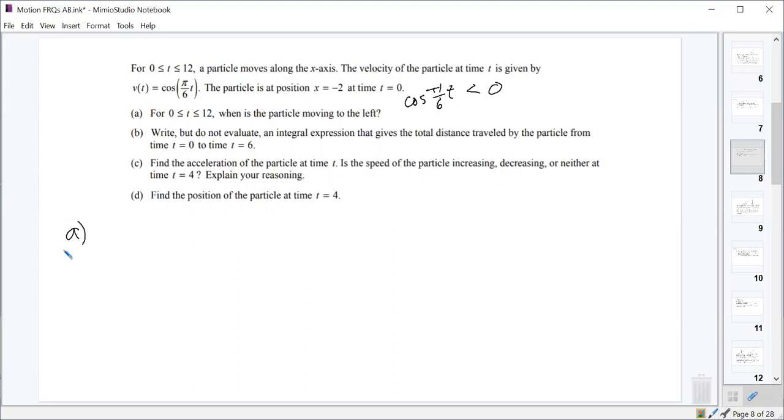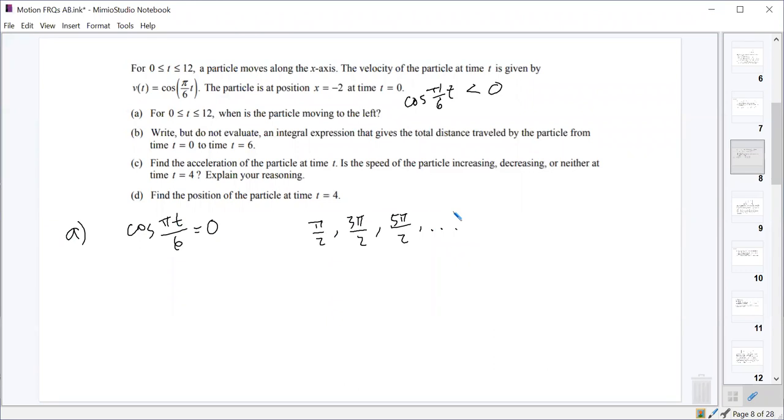Yeah. So in order to figure out when it's less than 0, we need to figure out when it is equal to 0, so we can test things on either side of it. So when does cosine of pi t over 6 equal 0? Well, just in general, when does cosine equal 0? If the angle is pi over 2, 3 pi over 2, 5 pi over 2, 7 pi over 2, and so on. We'll just list those out.